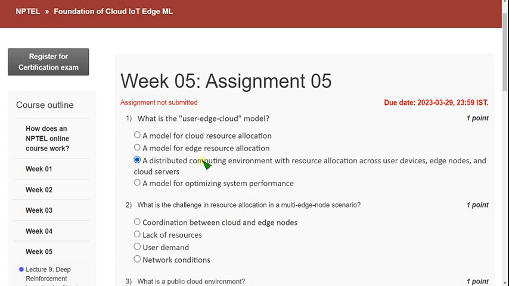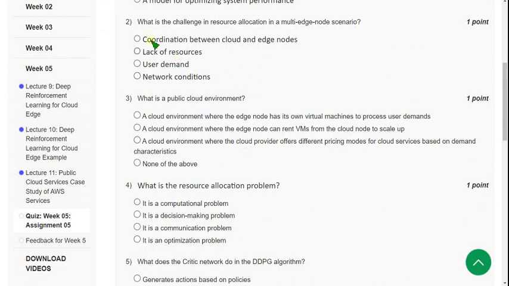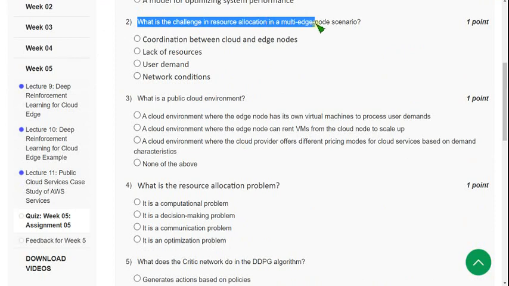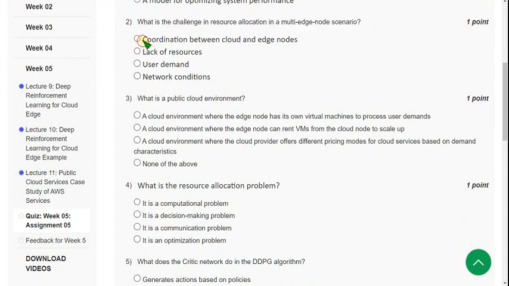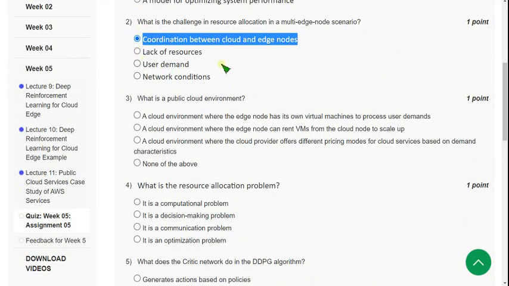So next, let's move on to the second question. What is the challenge in resource allocation in a multi-edge node scenario? For the second question, the correct answer is the first option, coordination between cloud and edge nodes. So mark the first option as the correct answer for the second question.